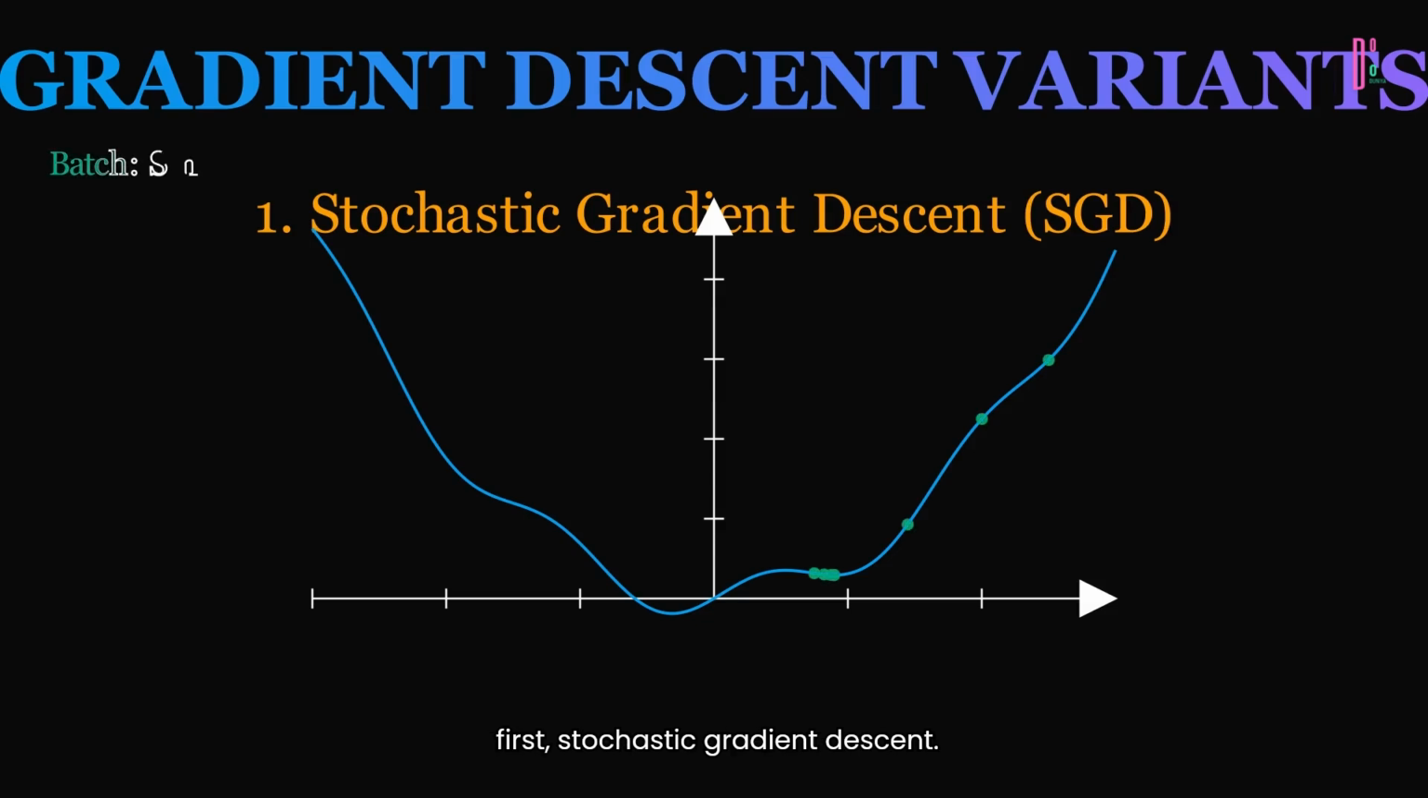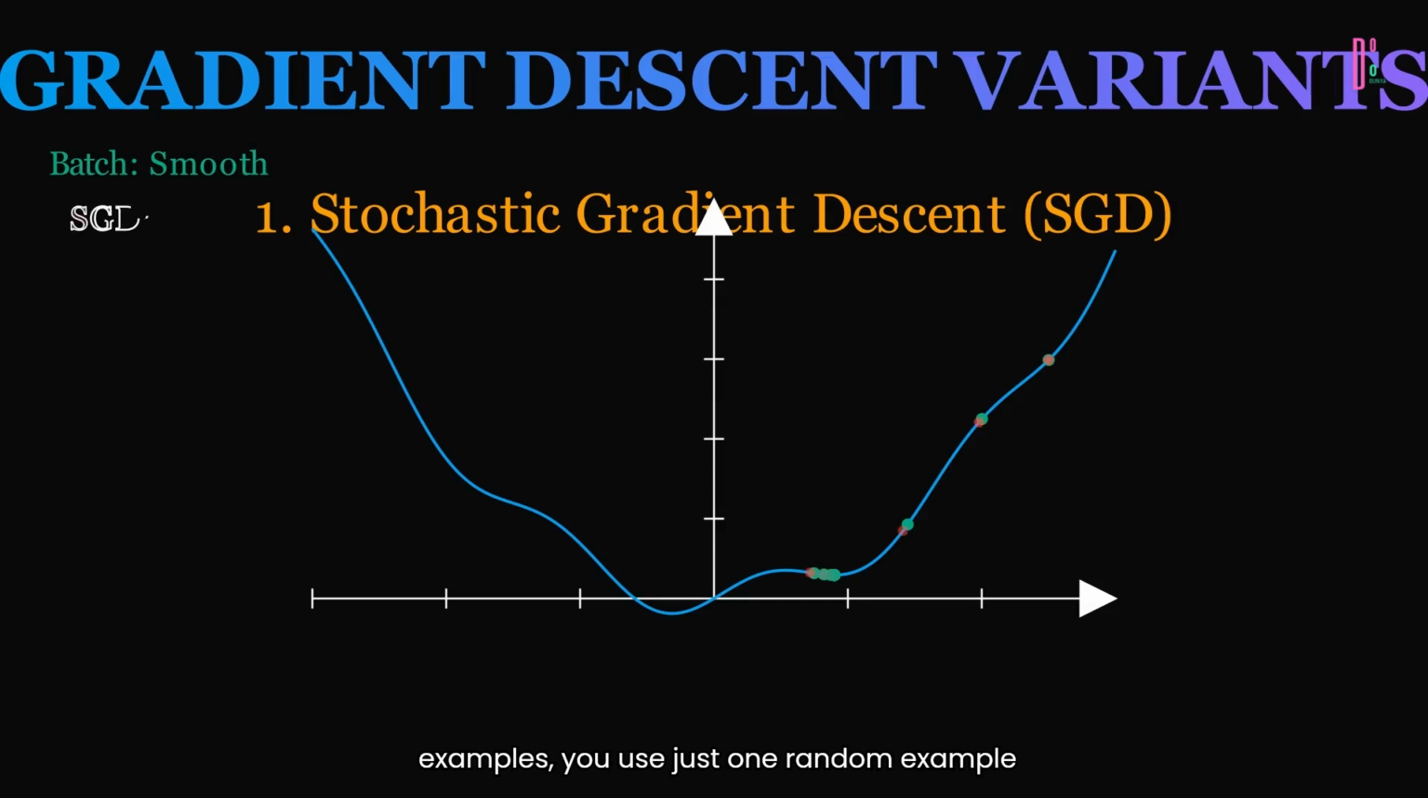First, stochastic gradient descent. Instead of computing the gradient using all your data, millions of training examples, you use just one random example at a time. It's noisy, it's jittery, but it's fast. And that noise actually helps escape local minima.